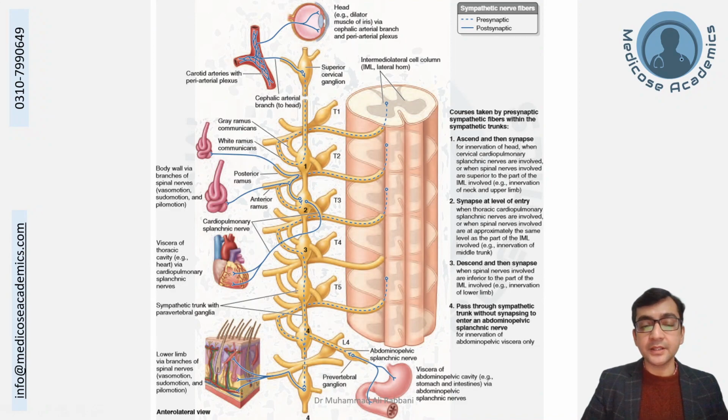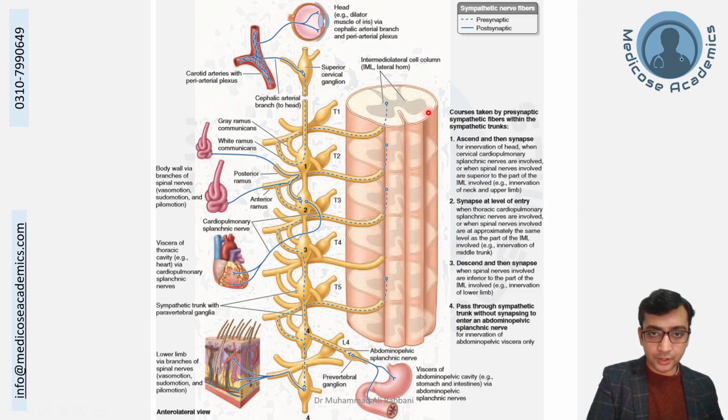You can pause this slide here. This is a picture from Keith Moore's Clinically Oriented Anatomy. You can go through these. All the fates have been discussed and shown here, but as opposed to the last slide, the presynaptic and postsynaptic fibers are drawn differently: presynaptic are drawn in dotted line and postsynaptic are drawn in solid. You can go through this slide by pausing the video.